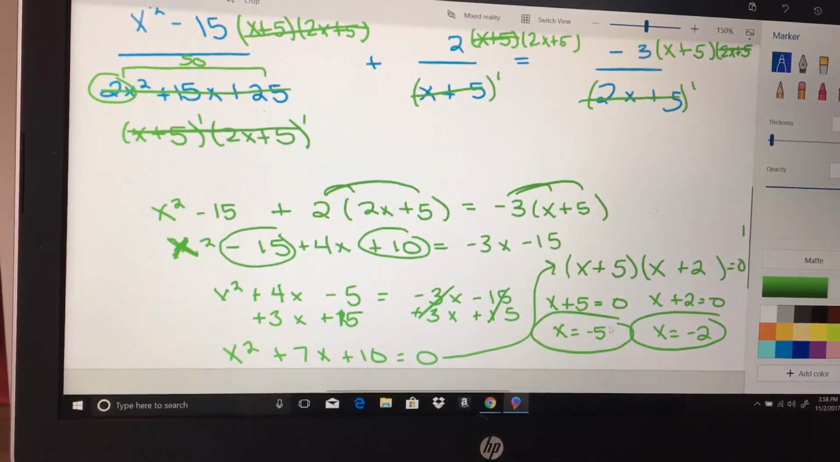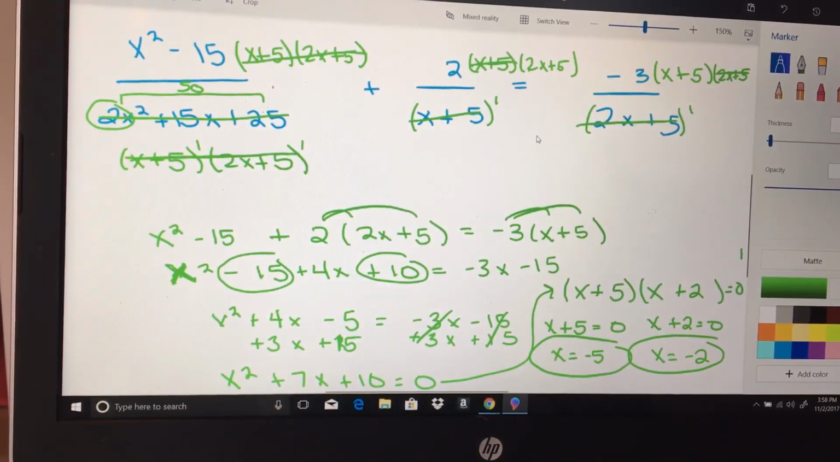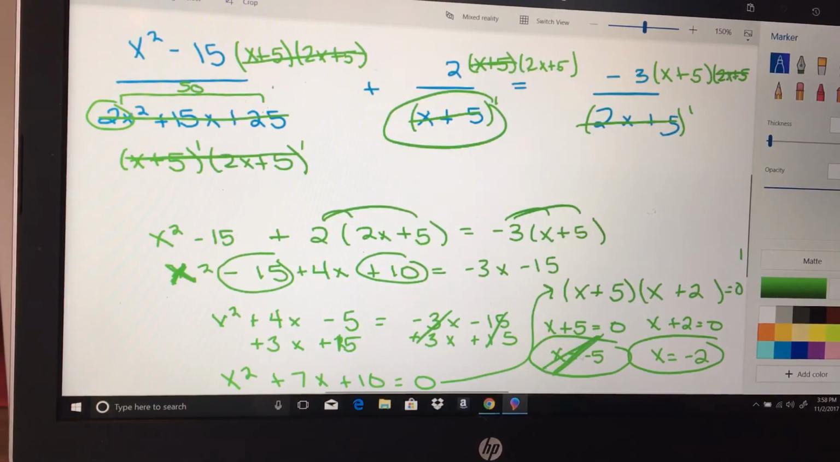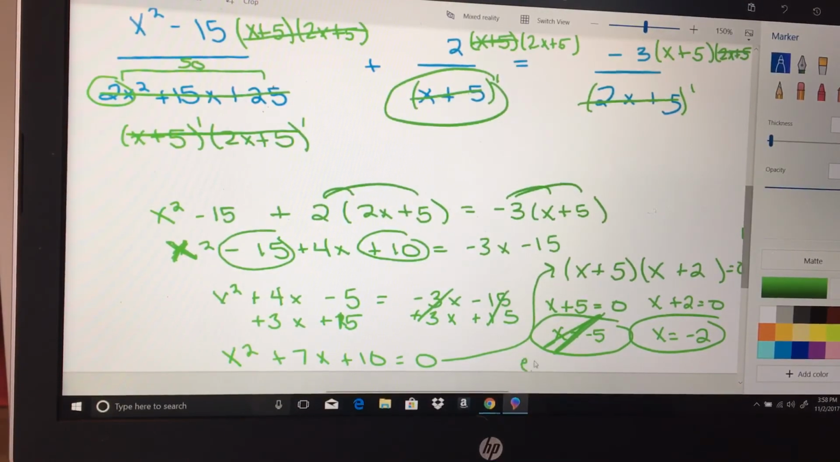So we have our two solutions, and we may think we're done, but we're not completely done because we have to check in the original equation. So in the blue, we have here an x plus 5 and a 2x plus 5 for our denominators, and we say, will any of those denominators be 0 if I plug these in? Well, if I plug -5 in, -5 plus 5 is 0. So I can't have that problem. That solution is what we call extraneous. So this solution does not work.